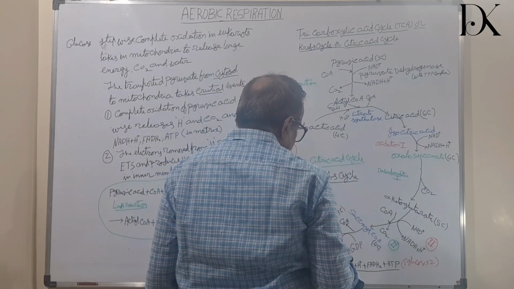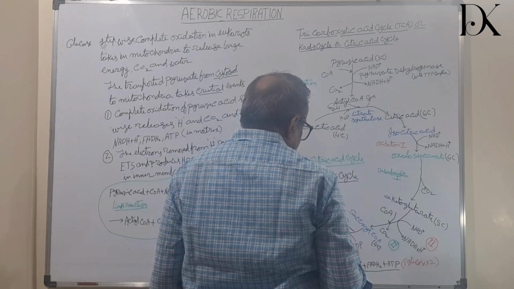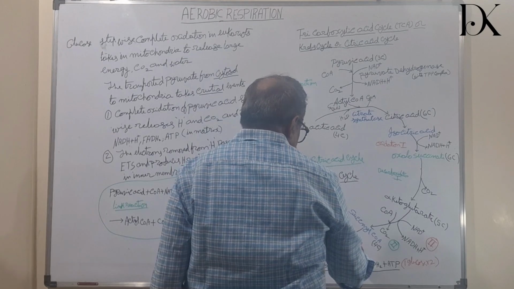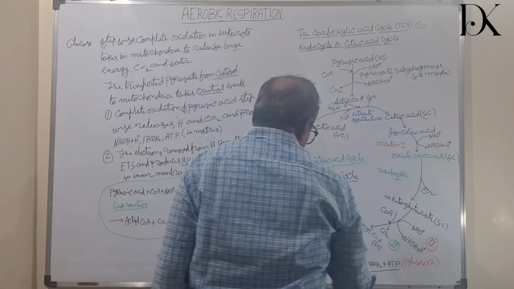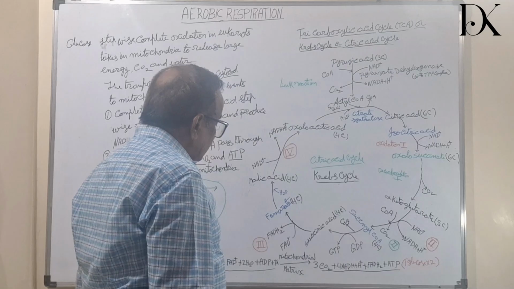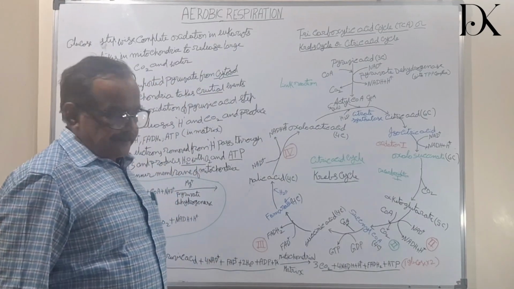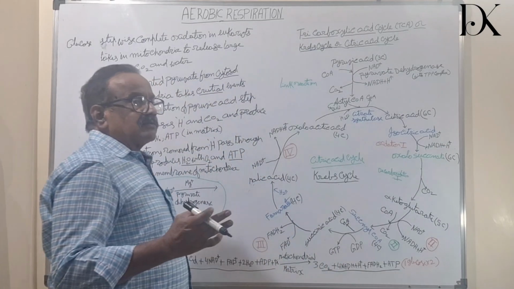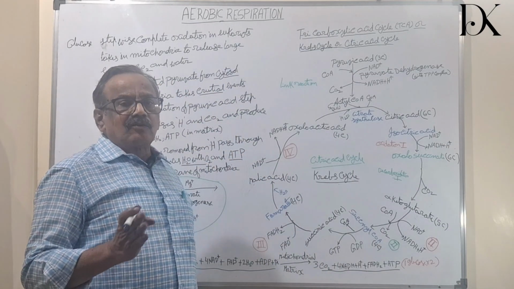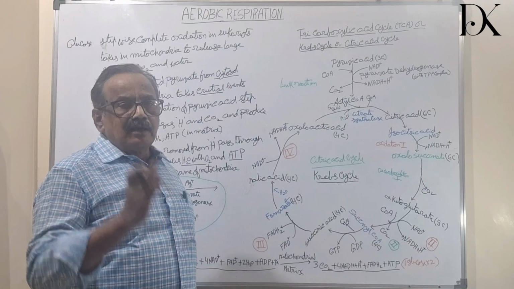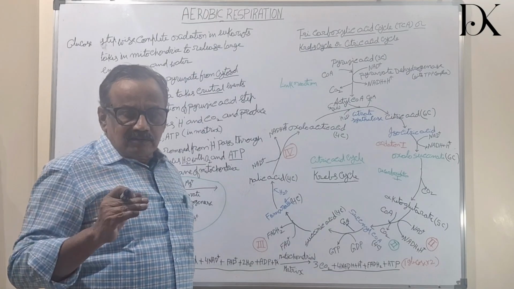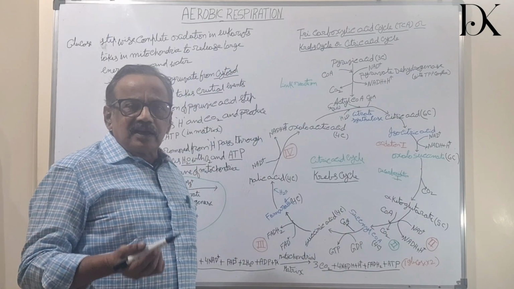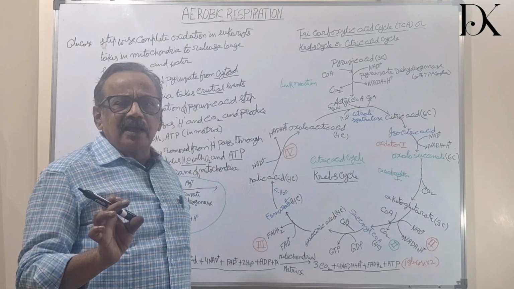Guanosine diphosphate, ATP, adenosine triphosphate. Guanosine diphosphate will be converted into guanosine triphosphate. Adenine and guanine are the purines in nucleic acid formation. Adenosine triphosphate and guanosine triphosphate are both the same.